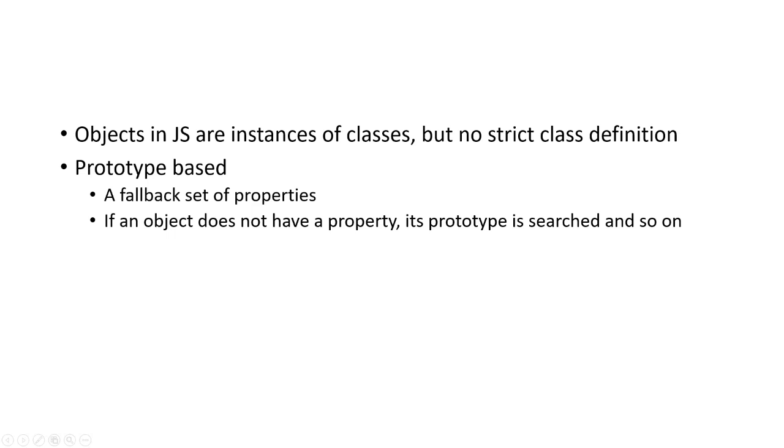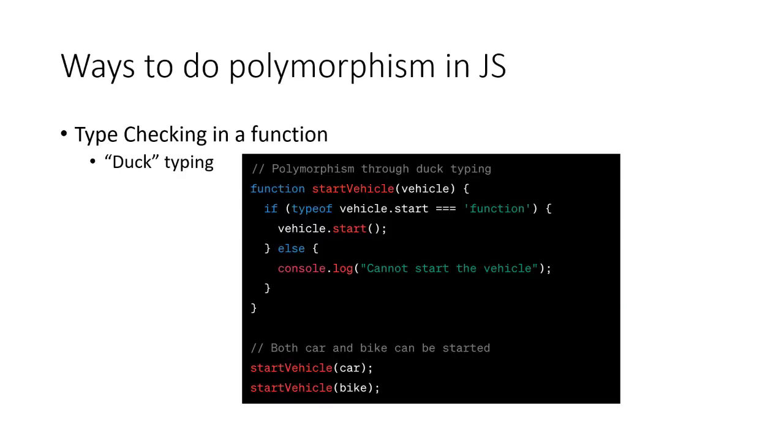So this is like the root class of all objects in JS. And it's what you're going to use to achieve polymorphism, or it's one of the ways to achieve polymorphism.